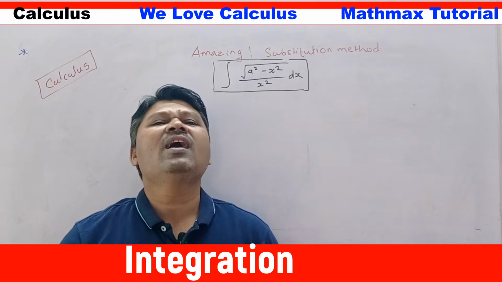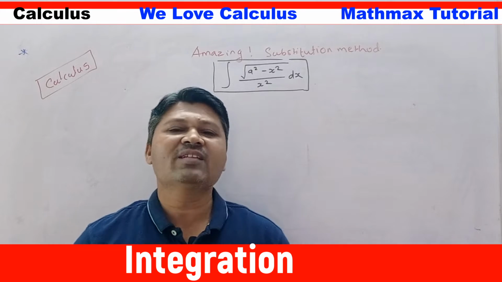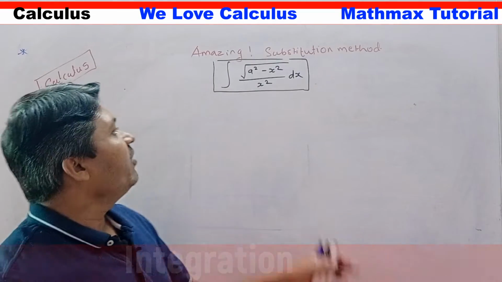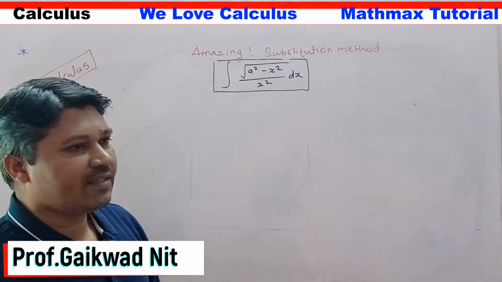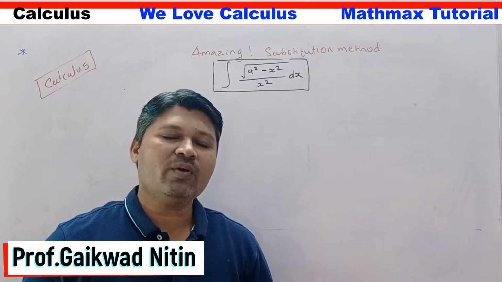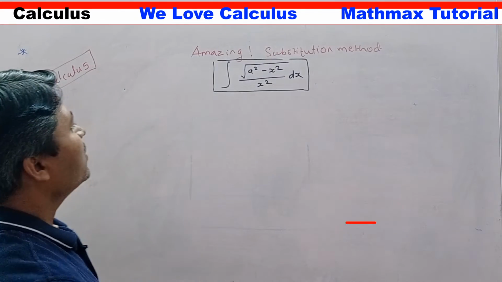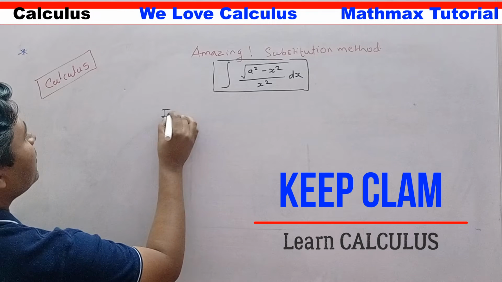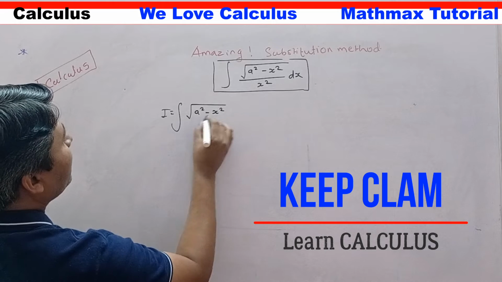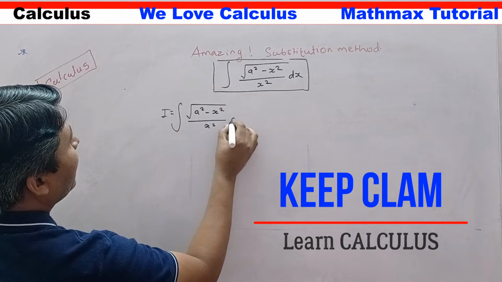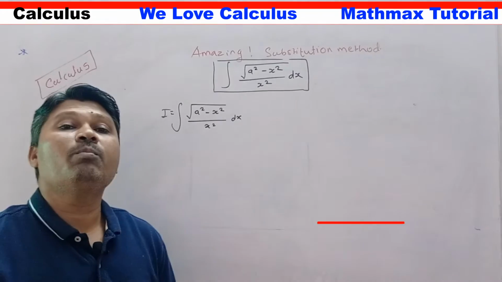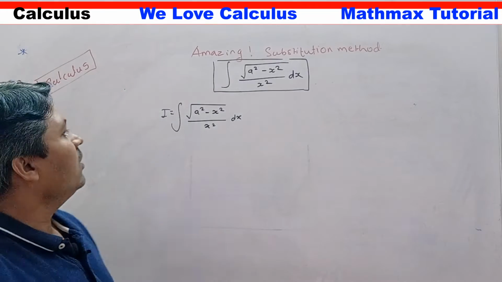Today we have an amazing integration. Today's example is the integration of the square root of a squared minus x squared, divided by x squared, dx. If you want the simple solution, then watch the video till the end. Okay, now let's start. First we can write the given integral I is equal to the integration of the square root of a squared minus x squared, divided by x squared, dx. Now we have to think about which method is better for this example.